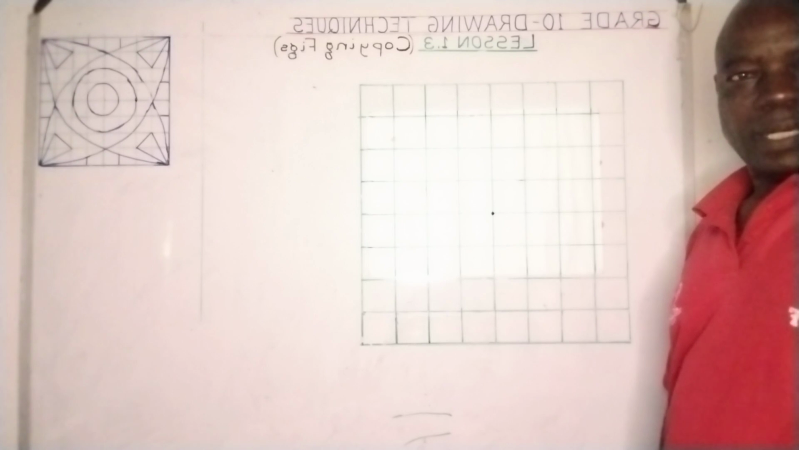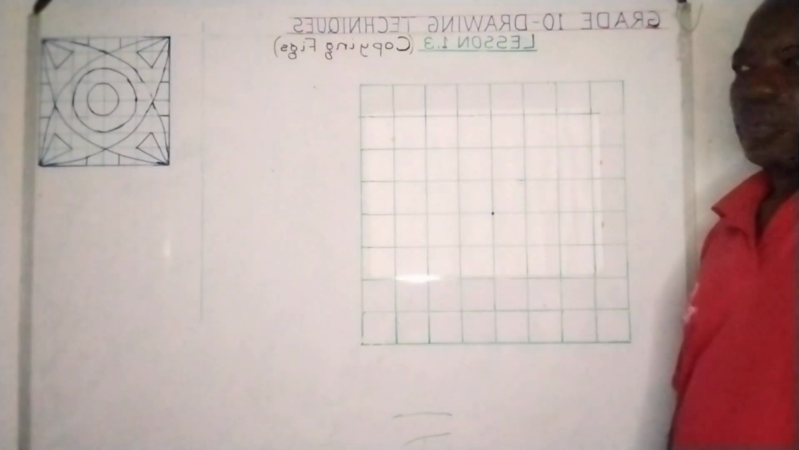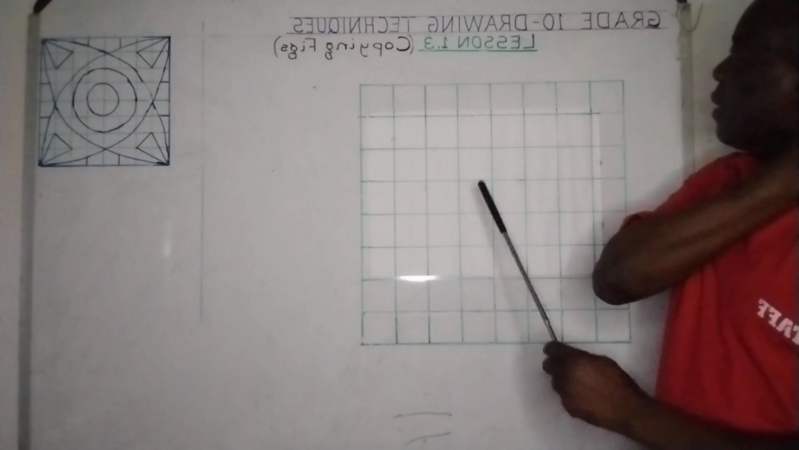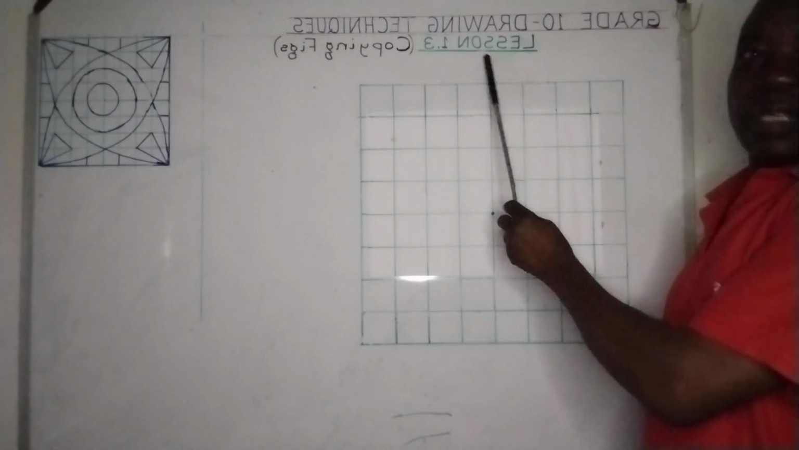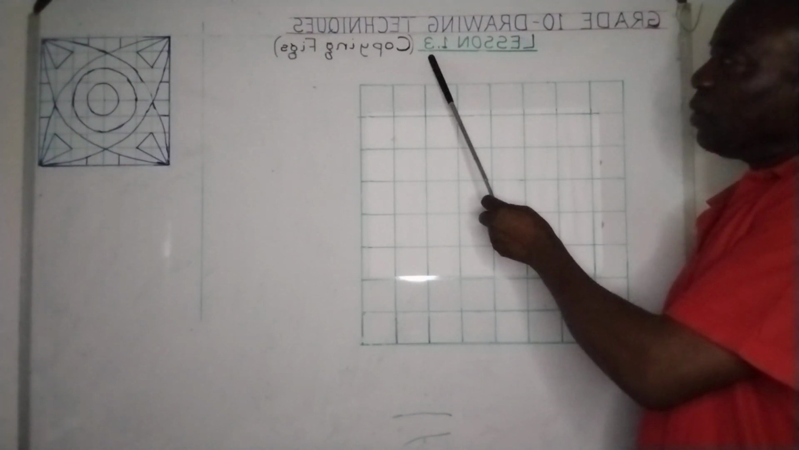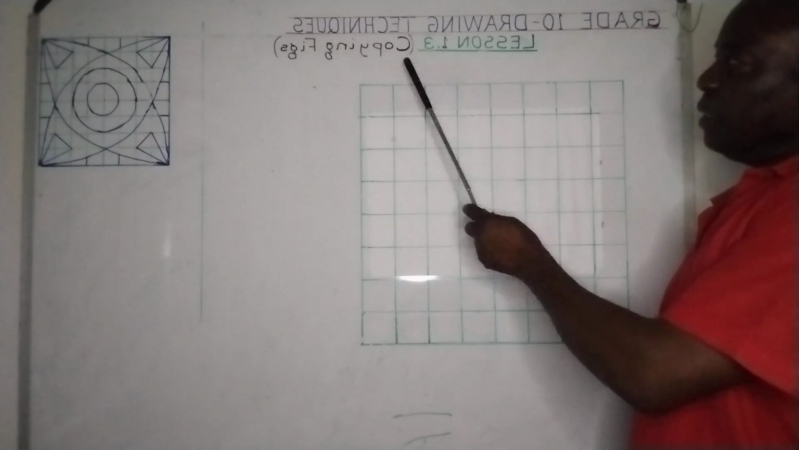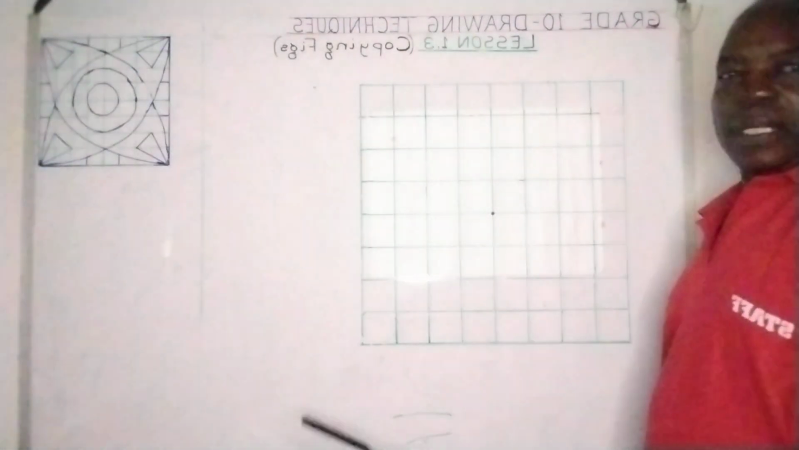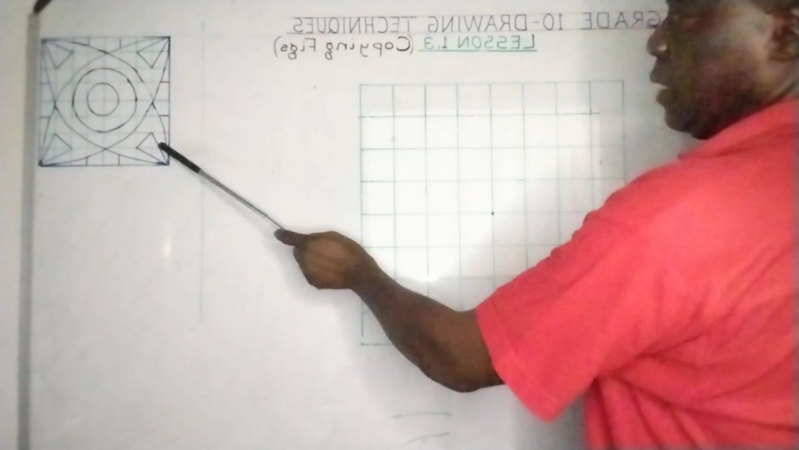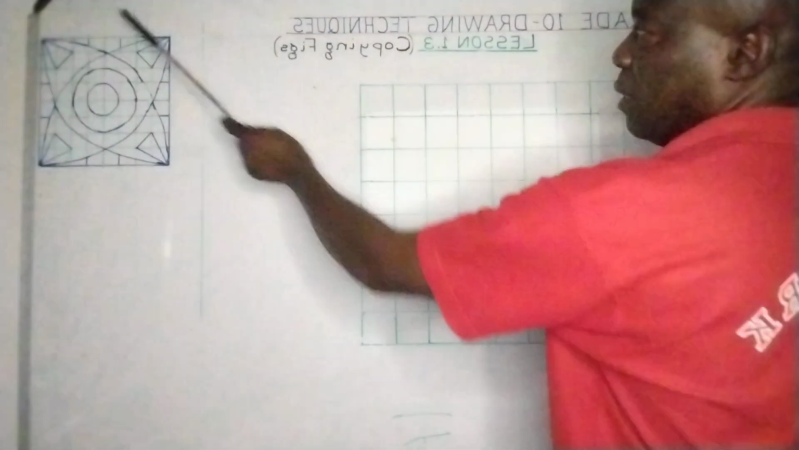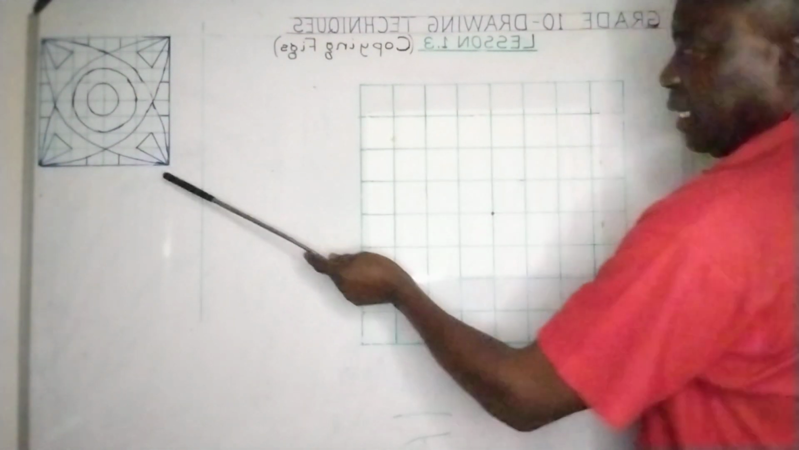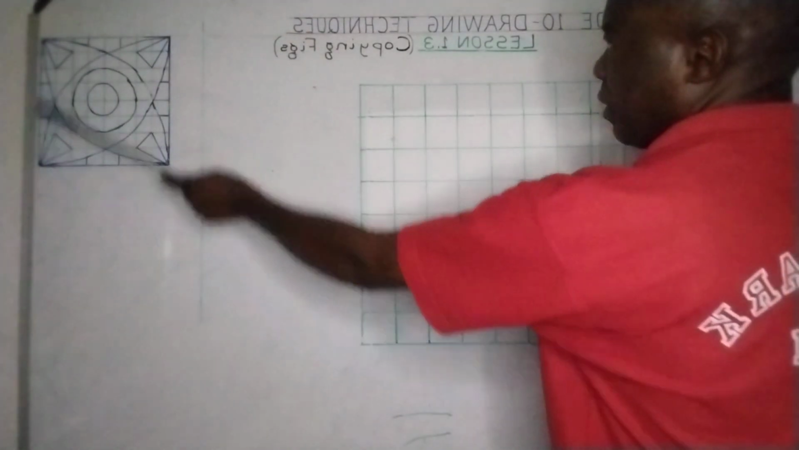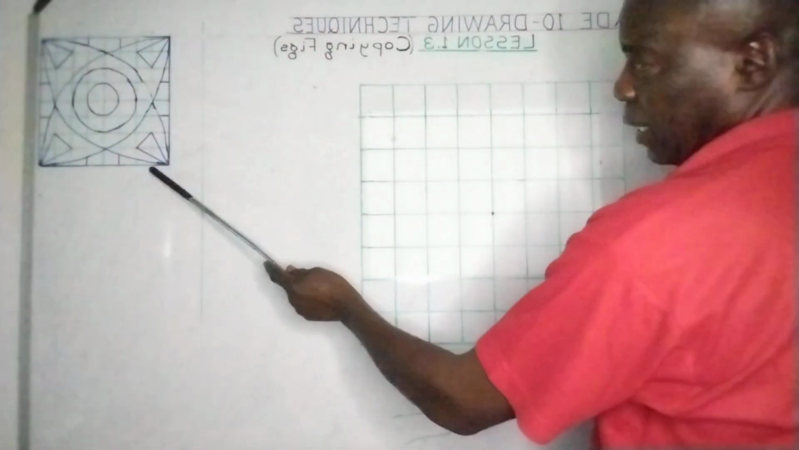Right, we are still continuing with grade 10 drawing techniques, and this is lesson 1.3, and the concept is copying figures. And we are copying this figure which is given here, and it is given on this square, the circumscribing square, which has got 8 boxes.